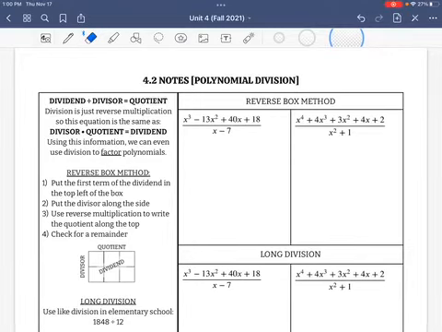Welcome to the Polynomial Division Notes. We're going to be talking about how to divide polynomials today. Before we do that, I'm just going to remind you of a few words.